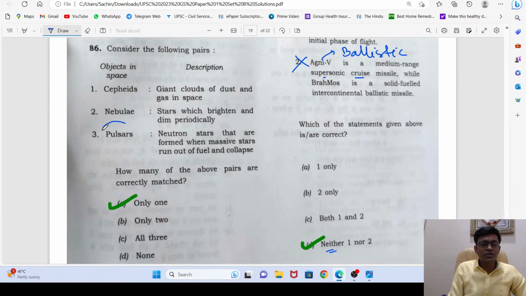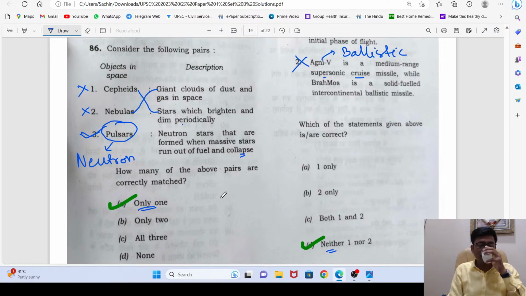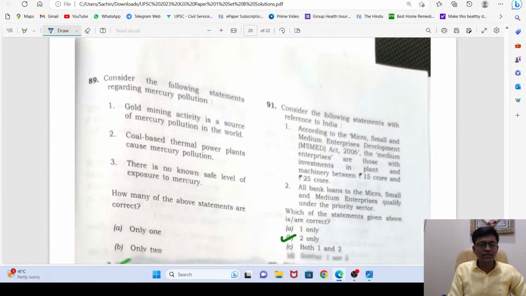Then in space technology, pulsars are highly rotating neutron stars. So here you can see neutron stars are formed when massive stars run out of fuel and collapse. That is correct. Now Cepheids are the stars which brighten and dim periodically, and nebulae are giant clouds of dust and gas in space. That's why 1 and 2 are not correctly matched. Third is correctly matched. Only one is correctly matched. How many of the above pairs are correctly matched? Okay, let's go ahead.